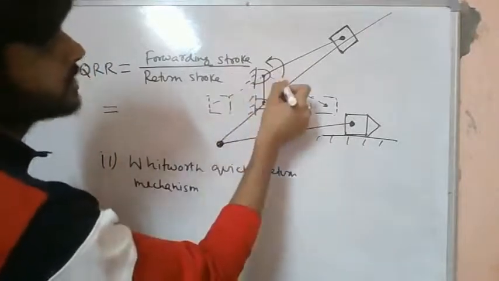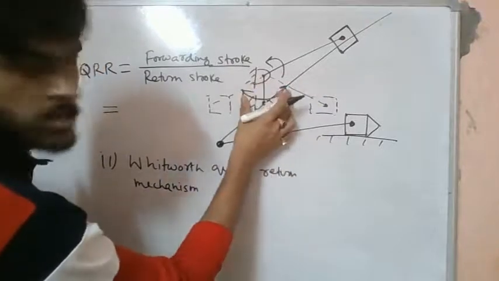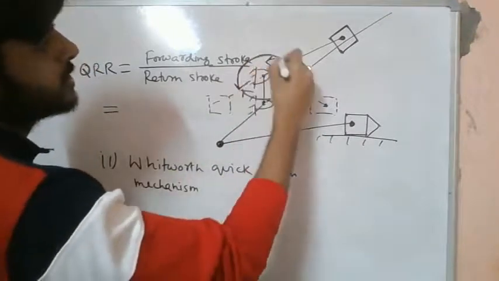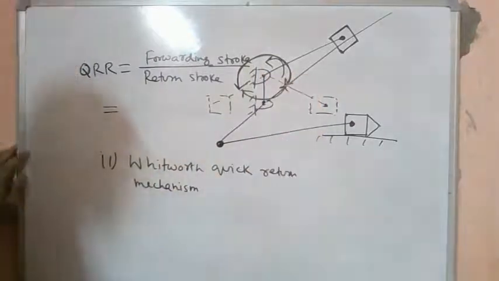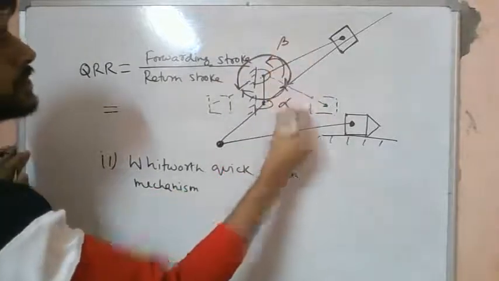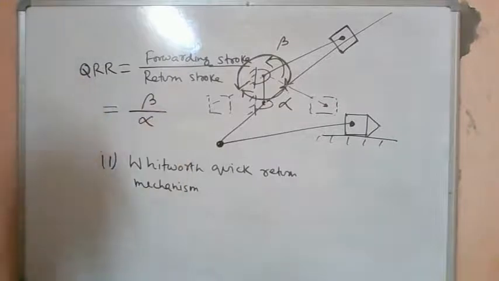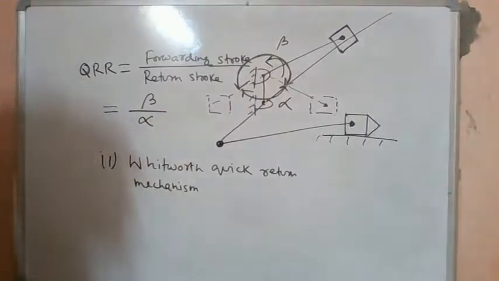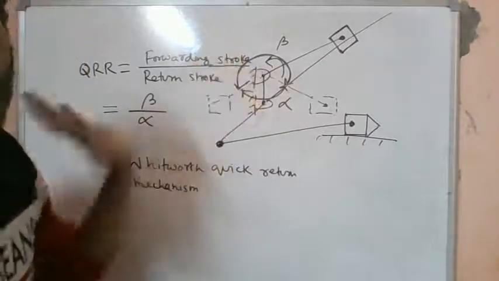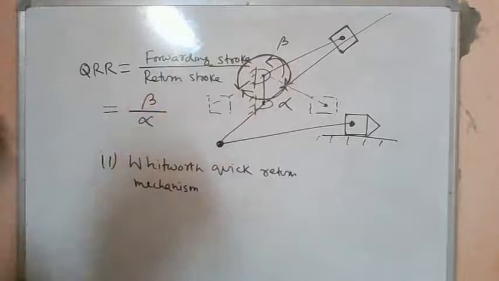So these are the extreme positions. This is the position when the return stroke takes place. This is the smaller angle, and the larger obtuse angle is the forward stroke. Let's say this is beta and this is alpha. So the quick return ratio is given as beta by alpha. We have to remember that for a Whitworth quick return mechanism, the shortest link is always fixed.